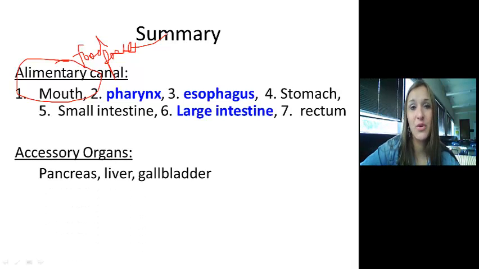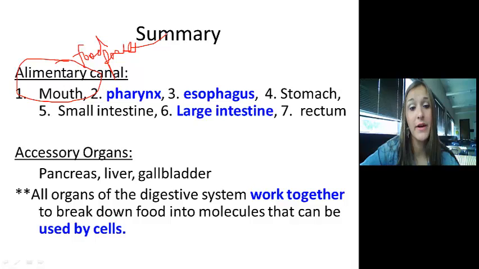The accessory organs where food does not go through but still help to digest food are your pancreas, liver, and gallbladder. All of the organs of the digestive system work together to break down food into smaller parts that can be used by cells. And that's it.